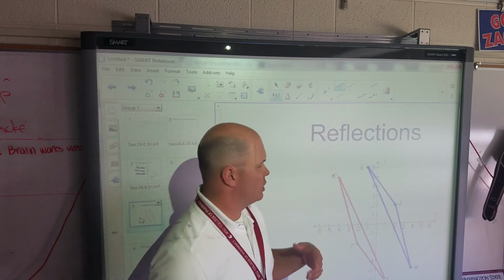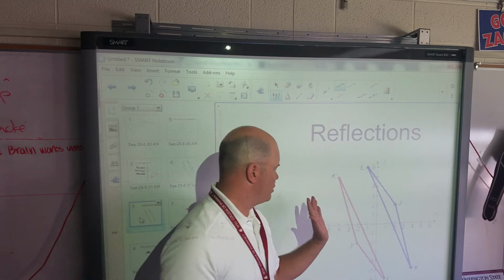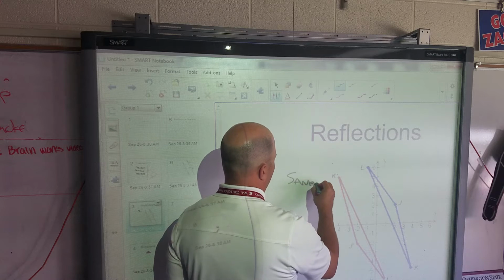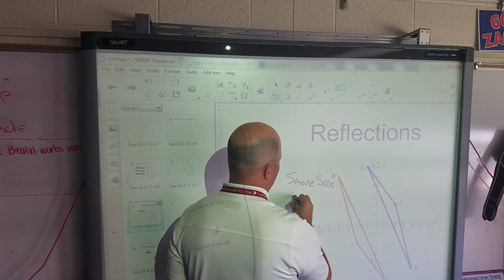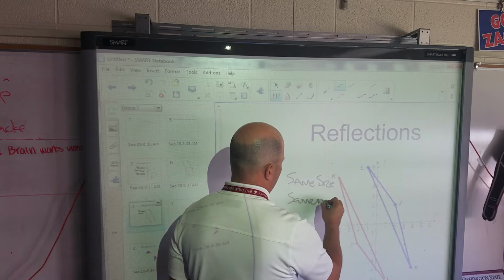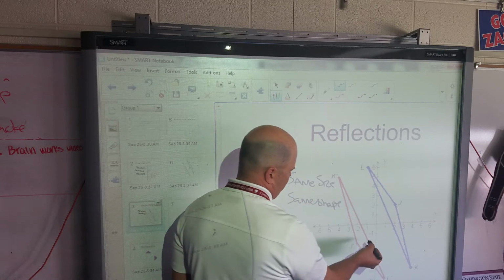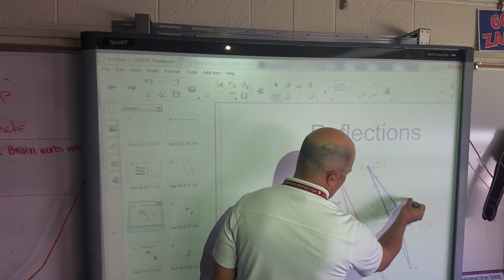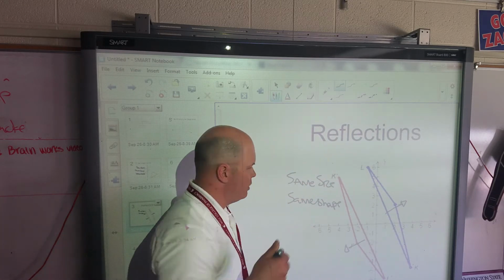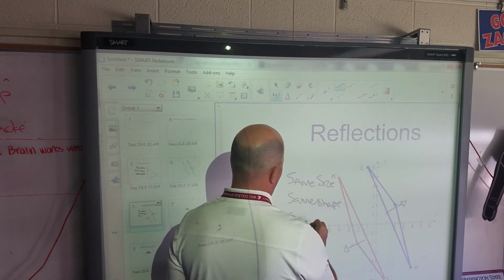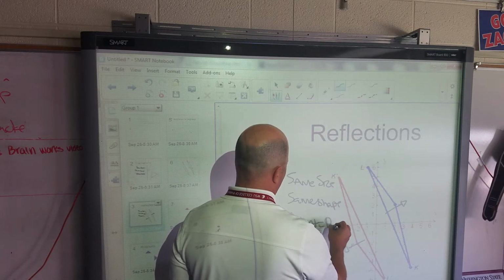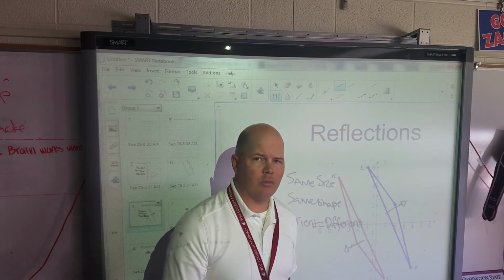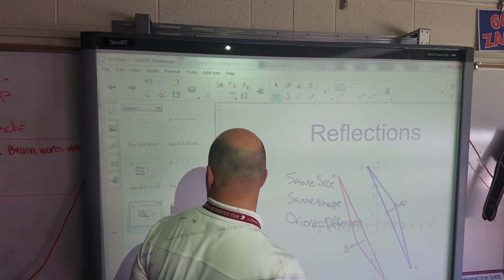Okay. When we switched to reflections, everything was the same except for orientation: same size, same shape, yet our orientations were different. If I drew an arrow from the base of my triangle through the middle point, see how they're pointing in different directions? That means the orientation was different. And that's what makes a reflection different than a translation.